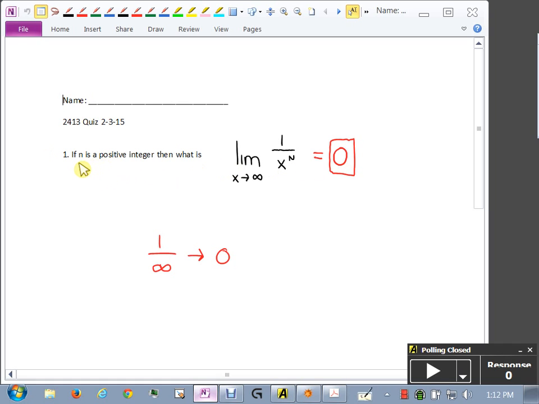Why does this not work if it's a negative integer? What if it's x to the negative 2? What does x to the negative 2 really mean? If x to the negative 2 is on the bottom, that really means x squared on top, right? Which means you have a number on top that's getting big. That doesn't go to 0. That just gets big. So that's why we have to say positive integer here.